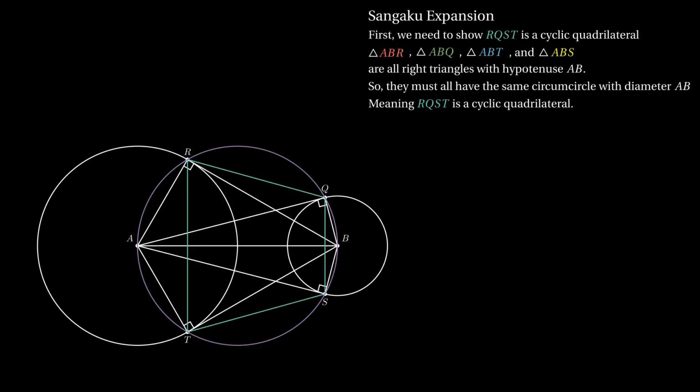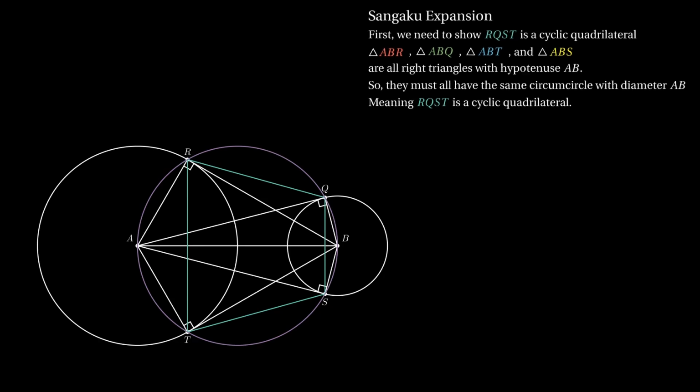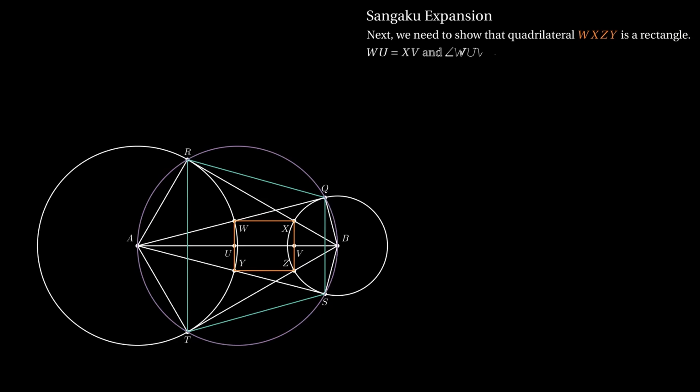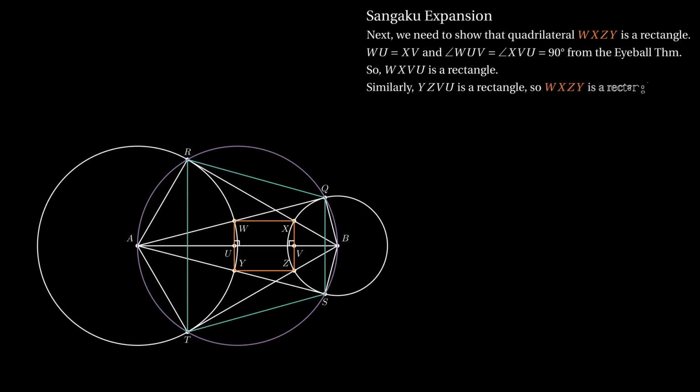Next, we're going to need to show that WXZY is indeed a rectangle. So first, we know that WU is equal to XV, and the angles WUV and XVU are 90 degrees from the eyeball theorem. So we know that the top half WXVU is a rectangle, and we can show the same thing with the bottom half YZVU, so we know the whole thing WXZY is a rectangle.